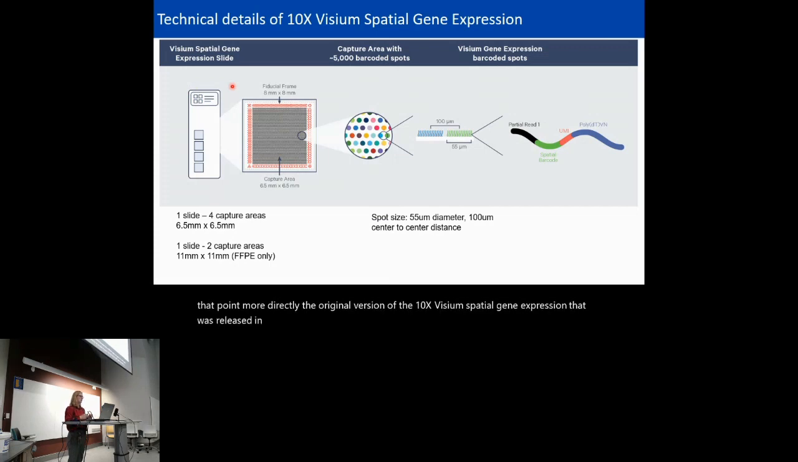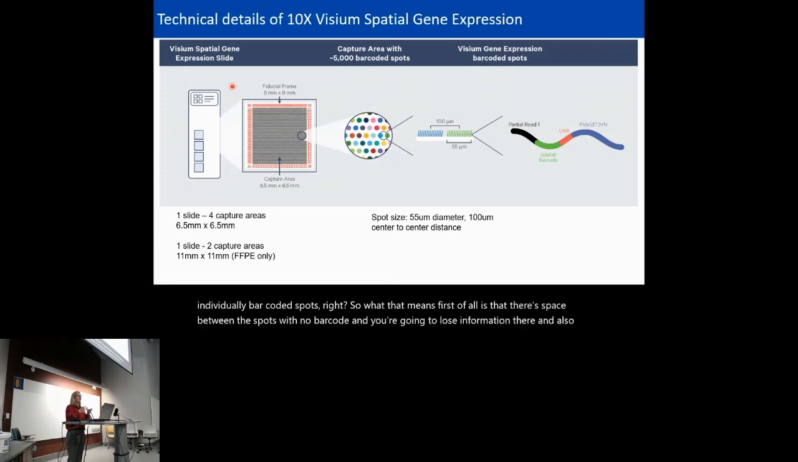that was released in 2022 had basically these capture areas. Each capture area is sufficient for one tissue. The capture area is 6.5 millimeters by 6.5 millimeters. And within that 6.5 millimeter space are 5,000 individually barcoded circles. Each circle is 55 microns in diameter, and there's a 100 micron distance center to center between two individually barcoded spots, right? So what that means, first of all, is that there's space between the spots with no barcode, and you're going to lose information there.